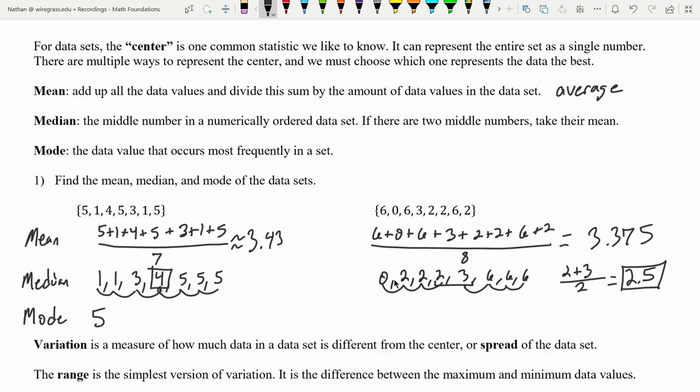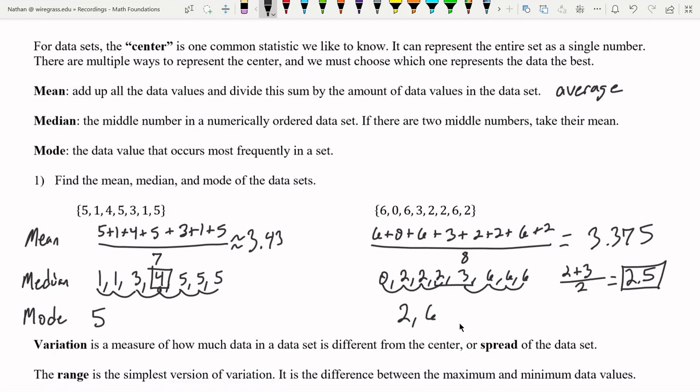Okay, finally, the mode is going to be the number that appears the most often. Well, that's going to be 6 and 2. Both of them have 3 occurrences, and those are the most, right? 0 only has 1, 3 only has 1. 2 and 6 are both modes of this set. This is called a bimodal set. It's got 2 modes.